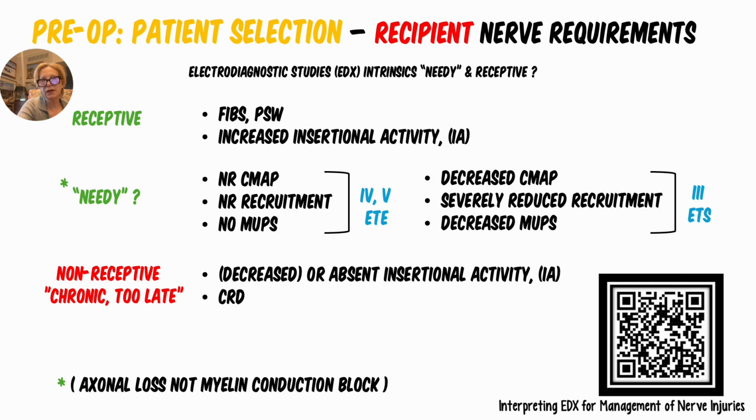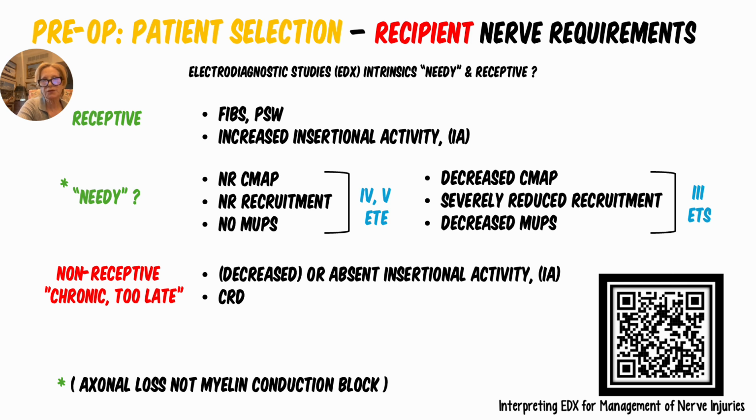If you don't have the fibrillations and positive sharp waves, I think we all know that it's too late. But increased insertional activity is also a good sign that the muscle's receptive. And then, does it need it? And by needing it, we mean, are there no axons? Not just a complete conduction block, which we're going to talk about in a minute, but have they lost axons?